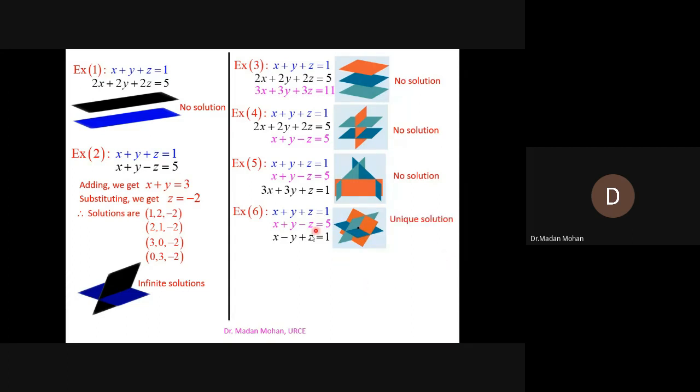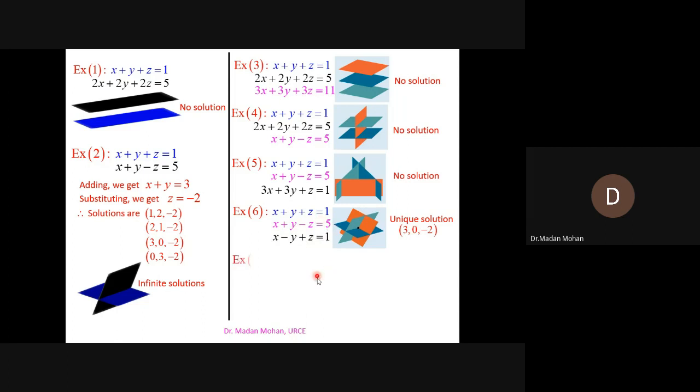If you observe here, these are certain points of the first two, example 2 only. Among these, this 3, 0, minus 2 satisfies the third equation, please. It is the unique solution. If you take any other point, for example, 1, 2, minus 2 satisfies the first two, but the third equation it fails. 1, 2, minus 2, it is not 1, please. 3, 0, minus 2, that's a unique solution.